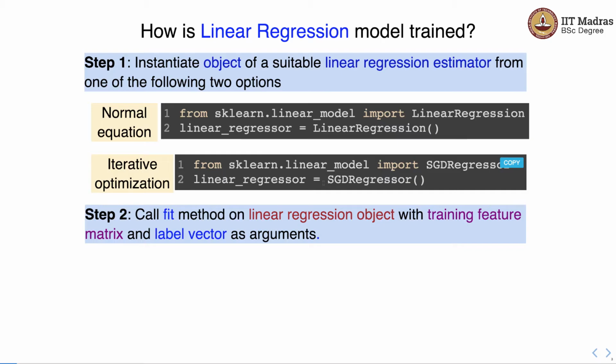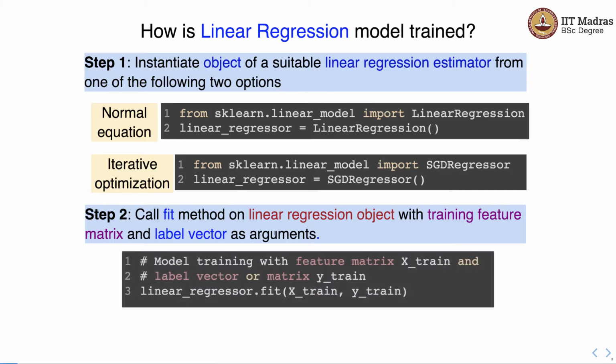Second, we call the fit method on the linear regression object with the training feature matrix and label vector as arguments. Here we use a linear regressor object, which could be either from LinearRegression or SGDRegressor, and we call the fit method with 2 arguments. One is X_train, which is the feature matrix, and y_train is the label vector. Both the feature matrix and label vector come from the training set.